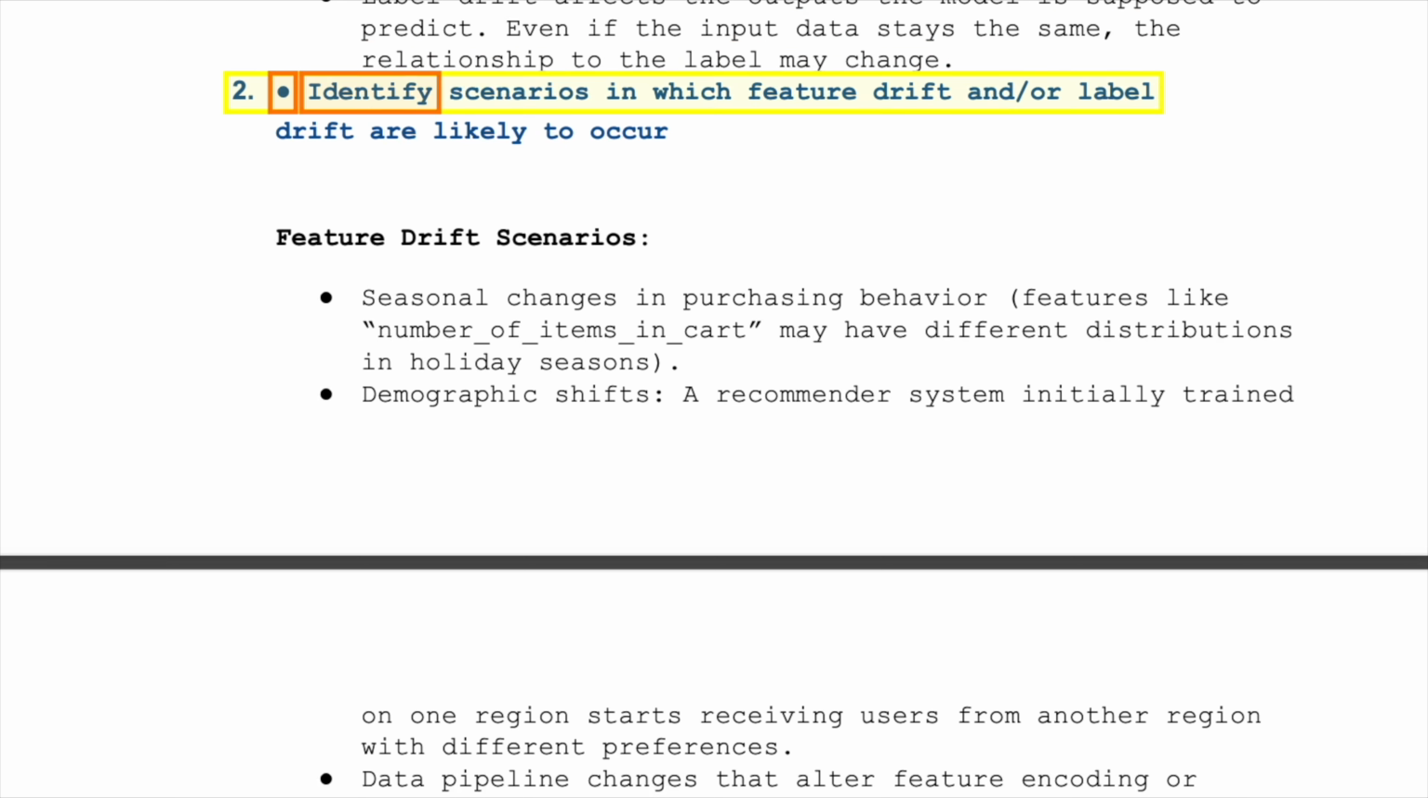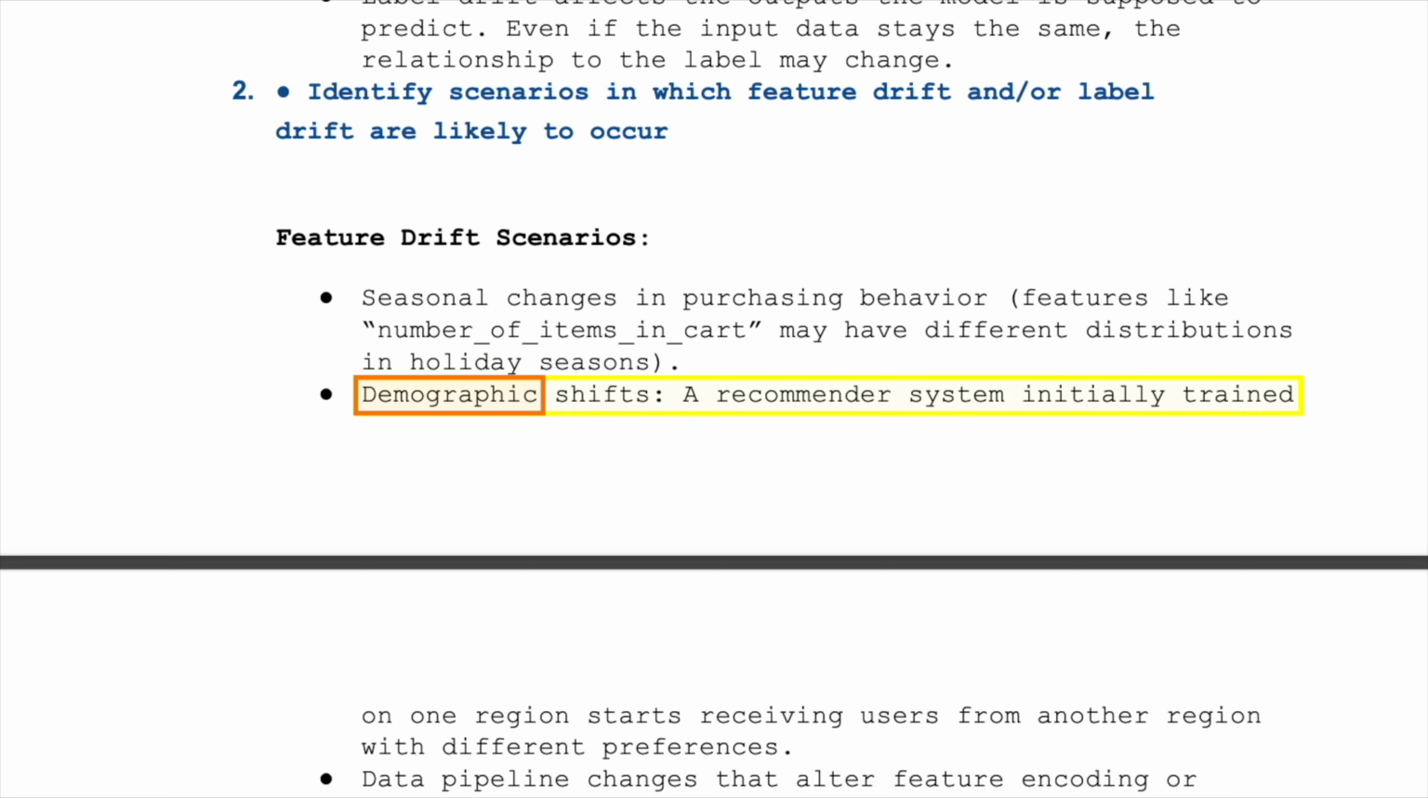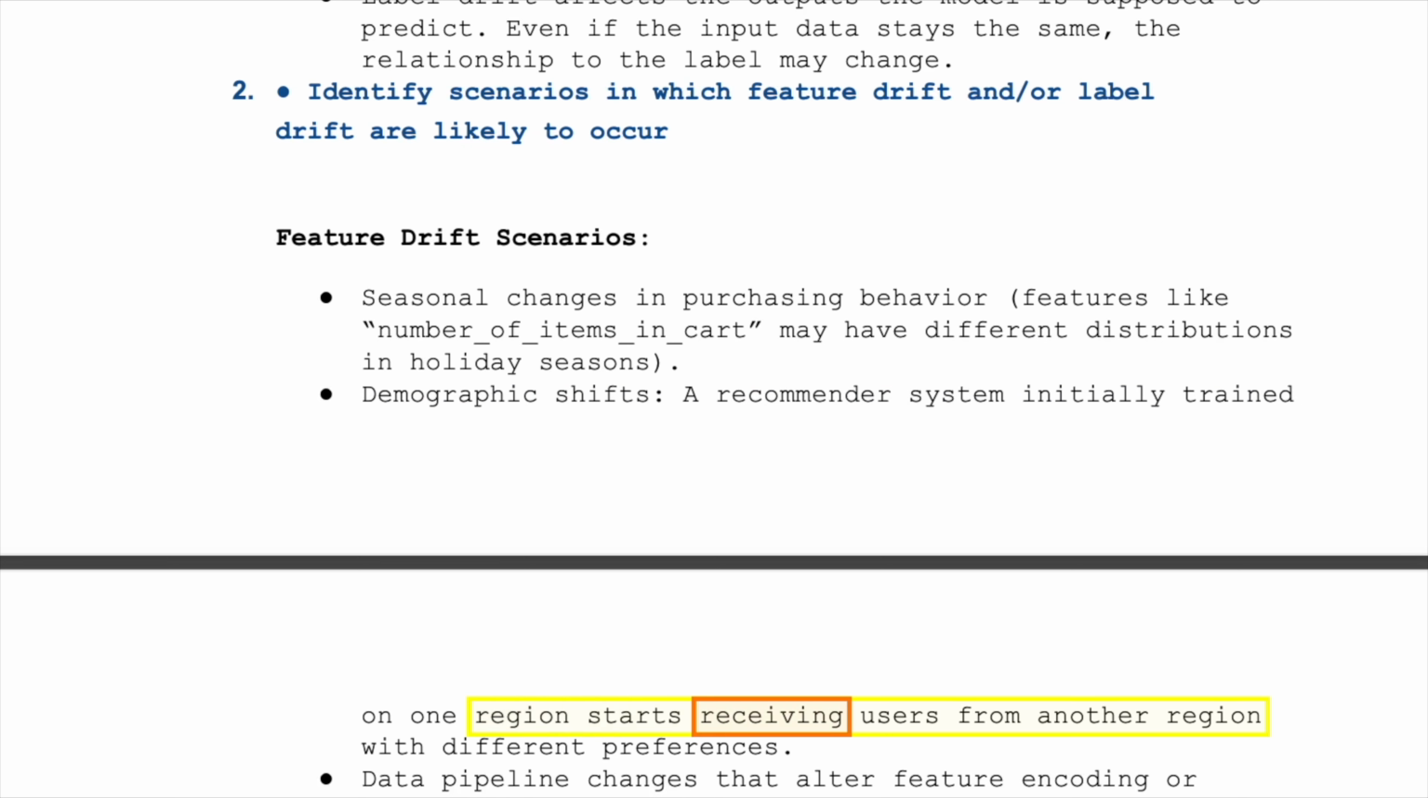2. Identify scenarios in which feature drift and/or label drift are likely to occur. Feature drift scenarios, seasonal changes in purchasing behavior. Features like number_of_items_in_cart may have different distributions in holiday seasons. Demographic shifts. A recommender system initially trained on one region starts receiving users from another region with different preferences. Data pipeline changes that alter feature encoding or sampling.